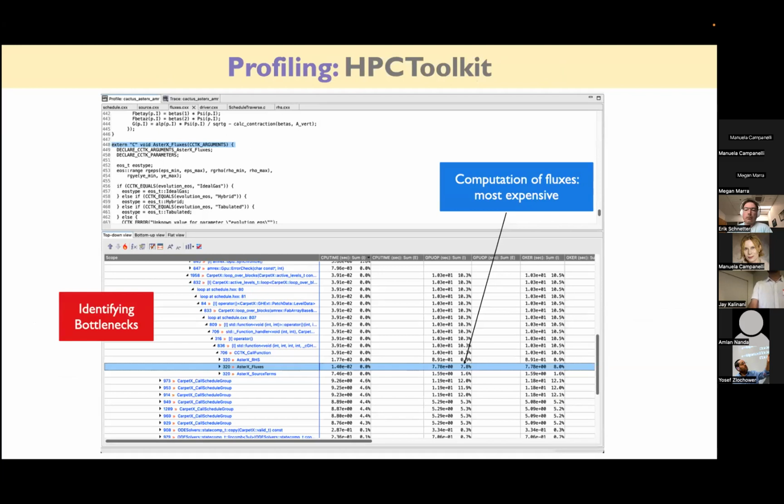But still, this profiling helped us understand that. Recently, we also profiled our code using HPC Toolkit, and this also helped us identify these bottlenecks. For instance, probably not so clear, but here you see that computing the fluxes is taking most of your computation time: 7.8% out of the 10% is fluxes. So we need to try to understand how to optimize this as well.